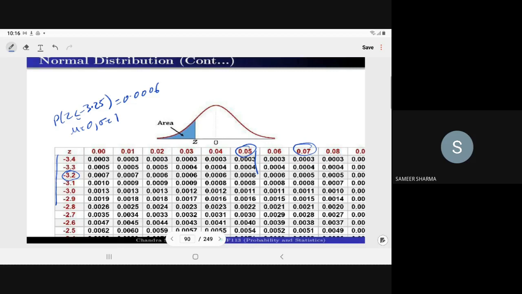Sir, in the case of negative z, for minus 3.25, first we found minus 3.2 and then we subtracted 0.05. No, no. Directly you see the minus 3.25. For example, this value we have seen for 3.25. You need not subtract. Okay, sir.